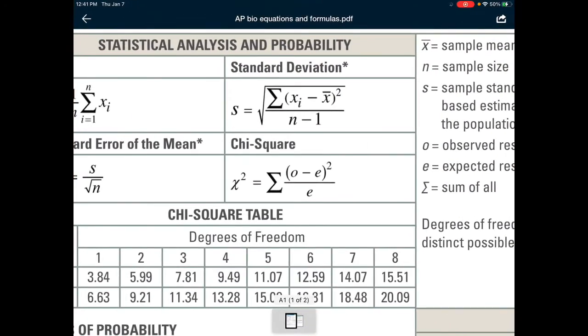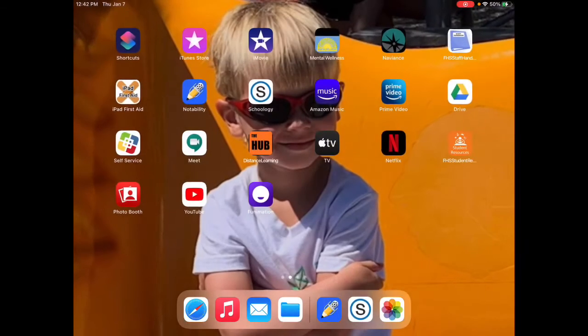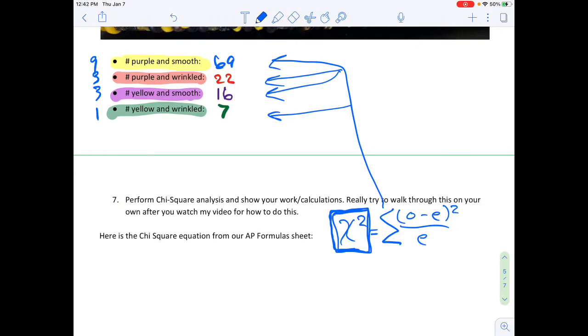Okay, so we're going to figure out what chi-square equals, and then at the end of it all, when we find out what it equals, we can use the chi-square table, and we'll use the right number of degrees of freedom, and we'll use the right p-value. So we'll talk about that when we get to that. Okay, so let's go ahead and do the math then.